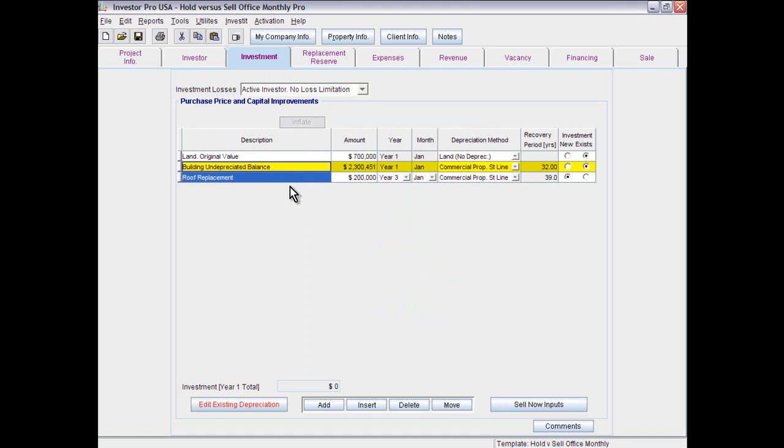In year 3, January, we're going to replace the roof for $200,000. It's going to be depreciated using commercial property straight line, and it's identified as a new investment. So that sets up the information we need to set up the depreciation schedules. We also have to figure out if we sold the property today, how much would the after-tax sale proceeds be.